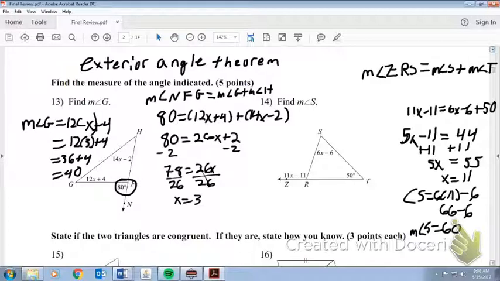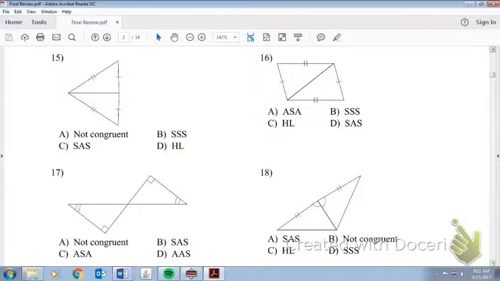Okay, so now we're going to move on to congruent triangles, 15 and 16. Here we're looking at the top one, 15. We see that we're told that two angles are the same.